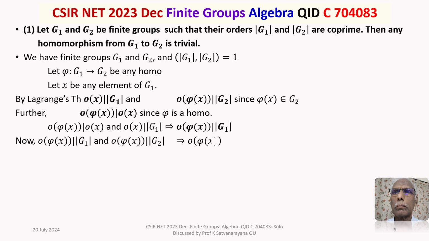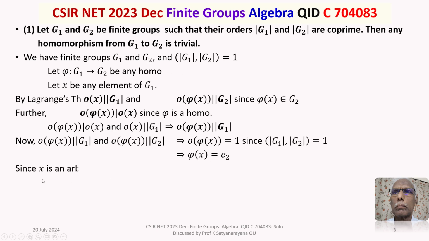So, because order of G1 and order of G2 are relatively prime, that is the argument. And order of phi of x is 1 means phi of x must be the identity of G2. And phi of x is identity in G2 means any element x is sent to the identity of G2.